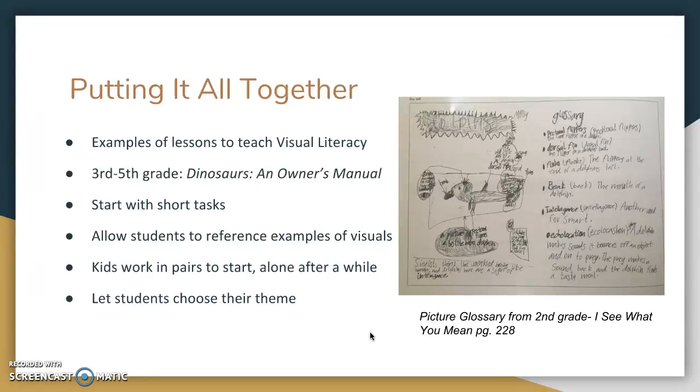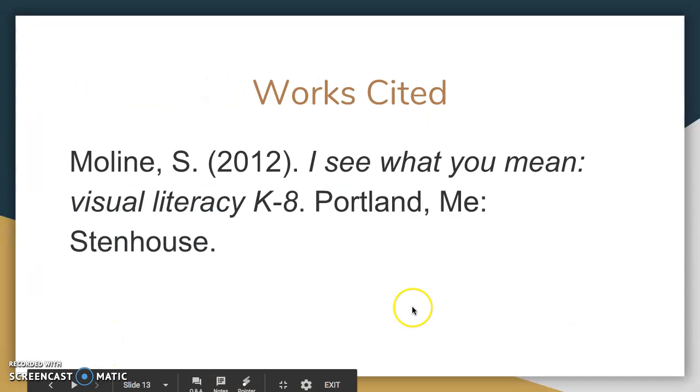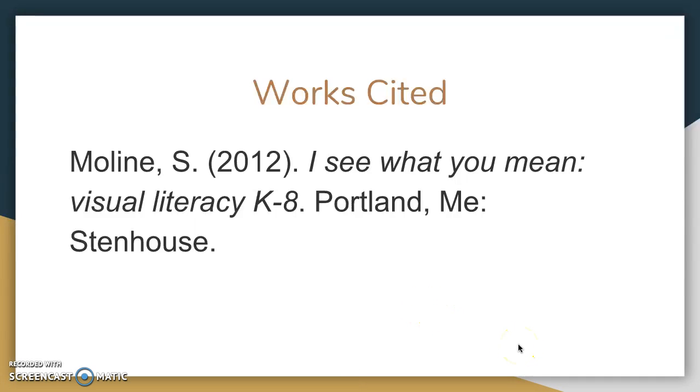So, I'll give the works cited for this book, I See What You Mean: Visual Literacy. Like I had said, I really enjoyed this book because it gave so many tips, especially at the end. It was linking Steve Moline's experience to everything that he's seen in the classroom and all the research that he's done. With recomposing and with visual images, kids are able to, first of all, learn on a deeper level, and second of all, create visuals that make sense for them and other readers.